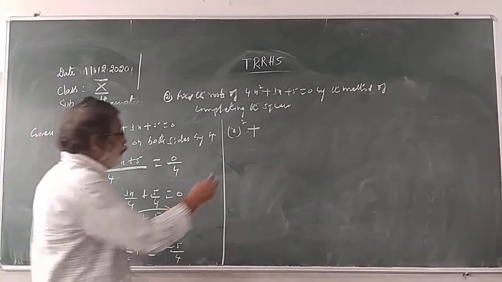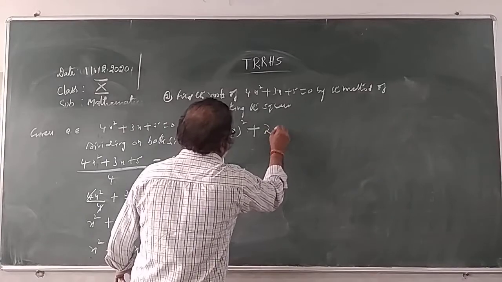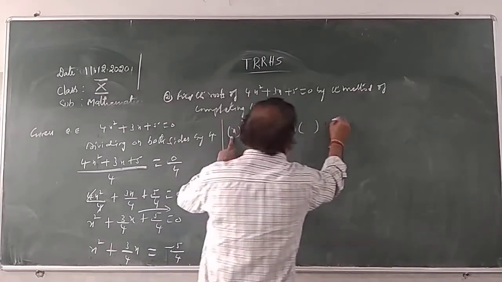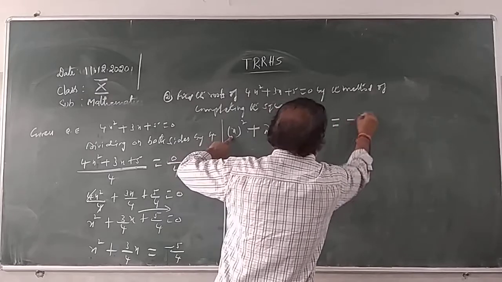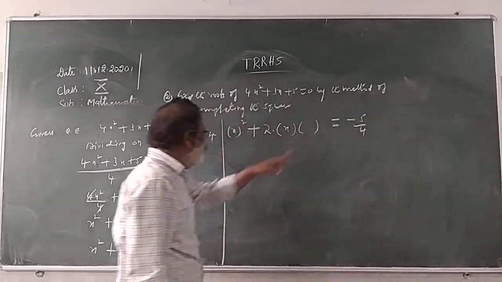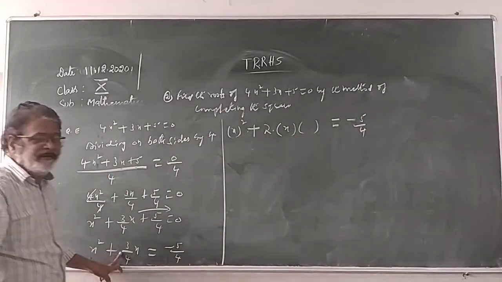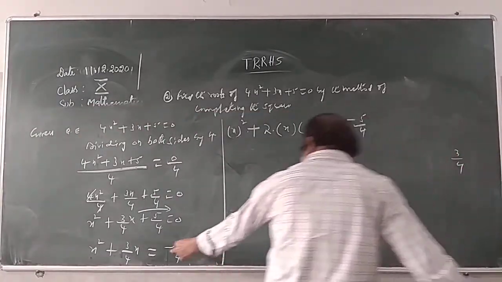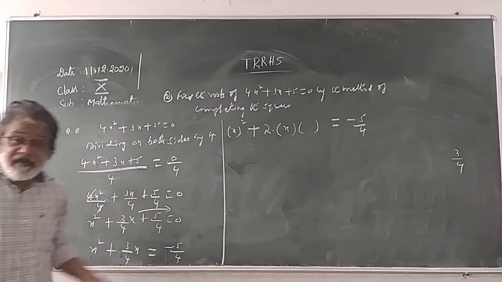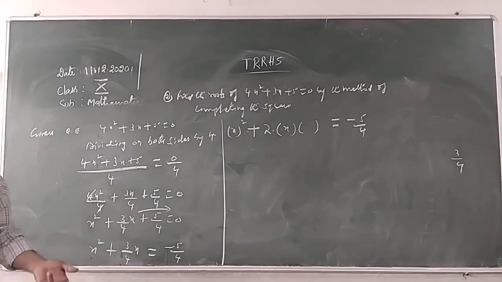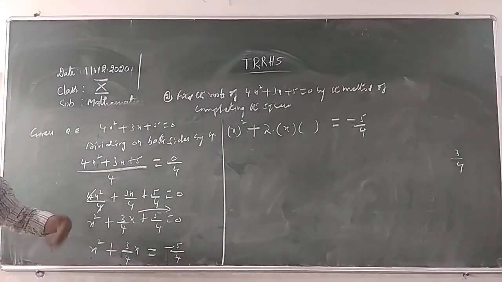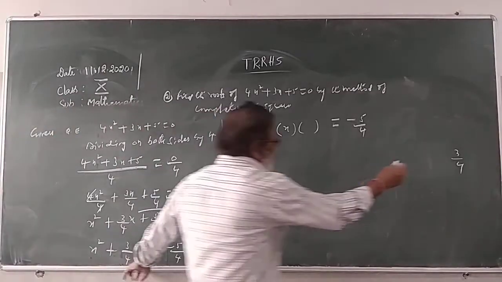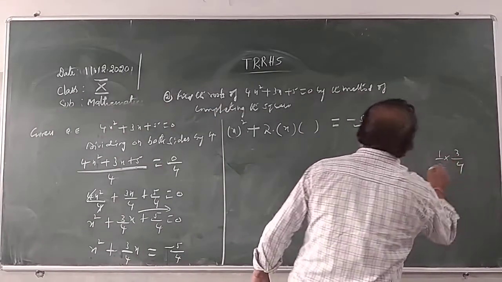X square plus 2ab. 2 into a, how much? X. B we don't know; the B value should be determined. How to get the B value? B value is always obtained from the X coefficient. What is the X coefficient here? 3 by 4. The B value will be half of the X coefficient, half of 3 by 4.